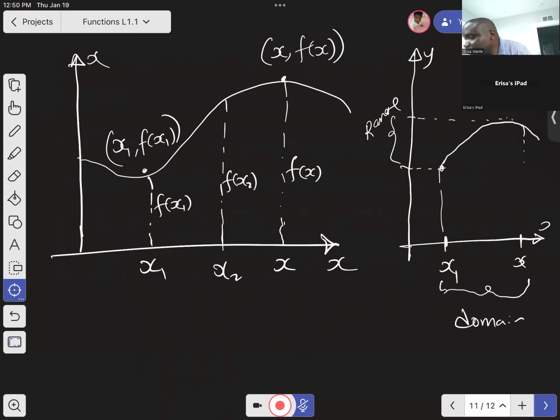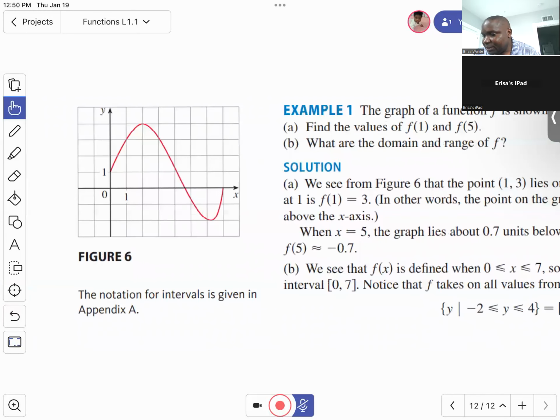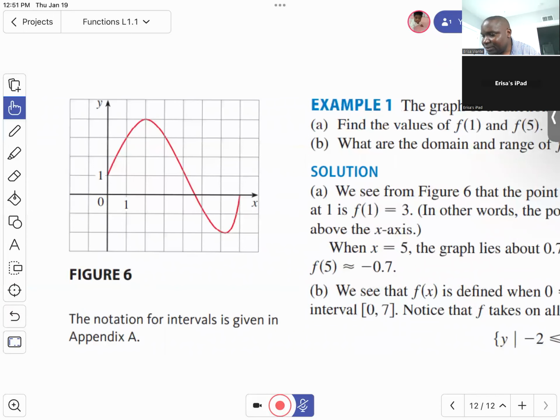For example, let me look at this. I have used this example. Let me try to magnify and see what I'm talking about here. So look at this function. This is a function defined for the domain. The domain are the x values. We start with x equal to 0, and then we go in steps of 1, 2, 3, 4, 5, 6, 7. So it starts from 0 up to 7. That's the domain. And then we compute the values of the function. So the graph will be the plot of the ordered pairs.